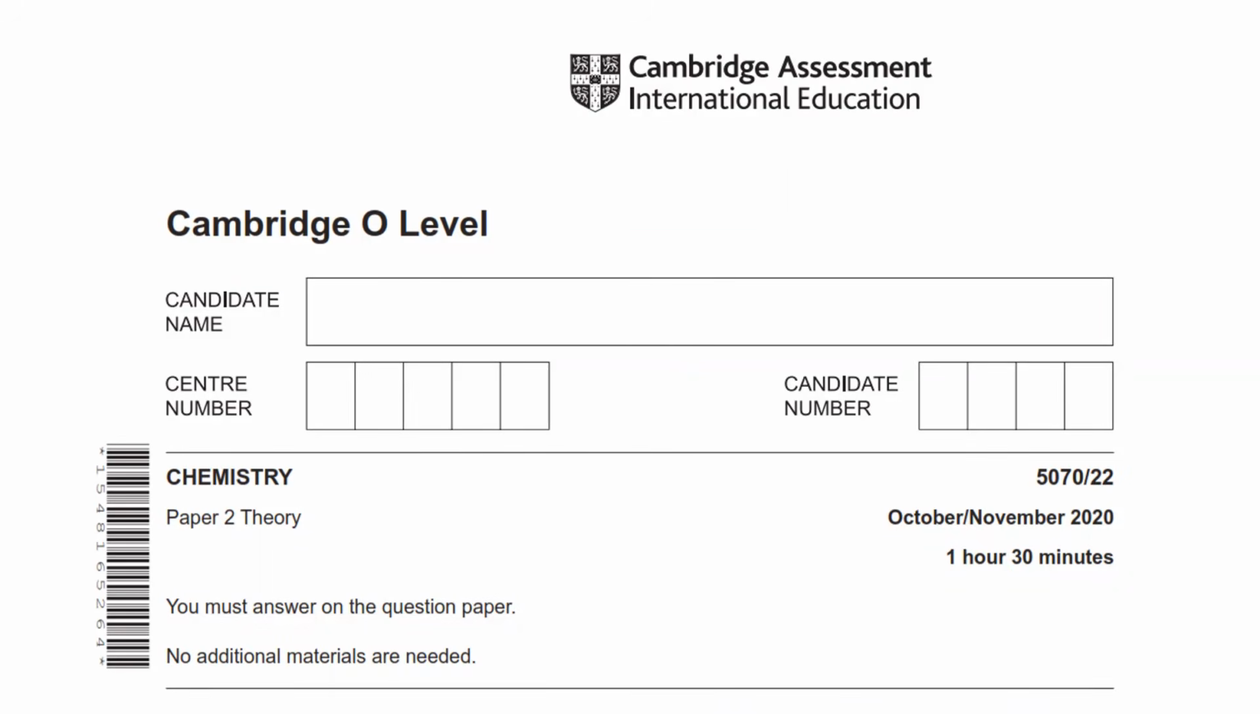Hello and welcome. This is Cambridge O-Level Chemistry paper number 2, theory part. This is October-November 2020 exam. The subject code is 5070 and this is version 2 of this paper. Let's start.